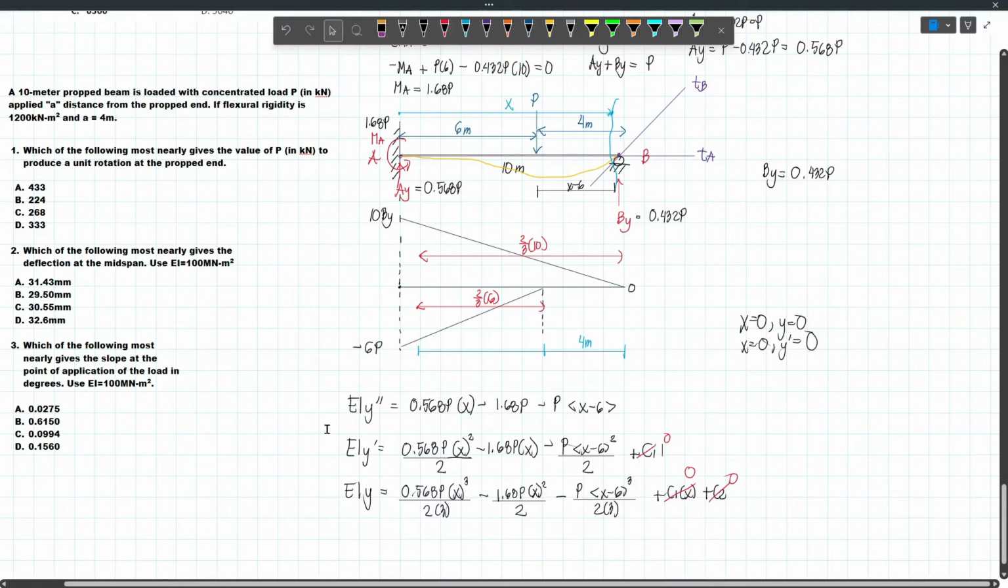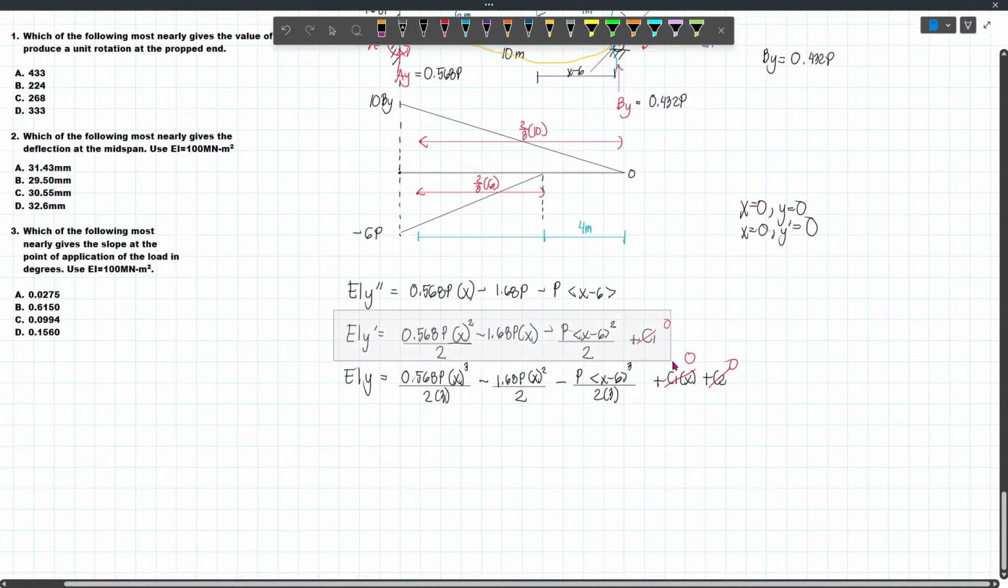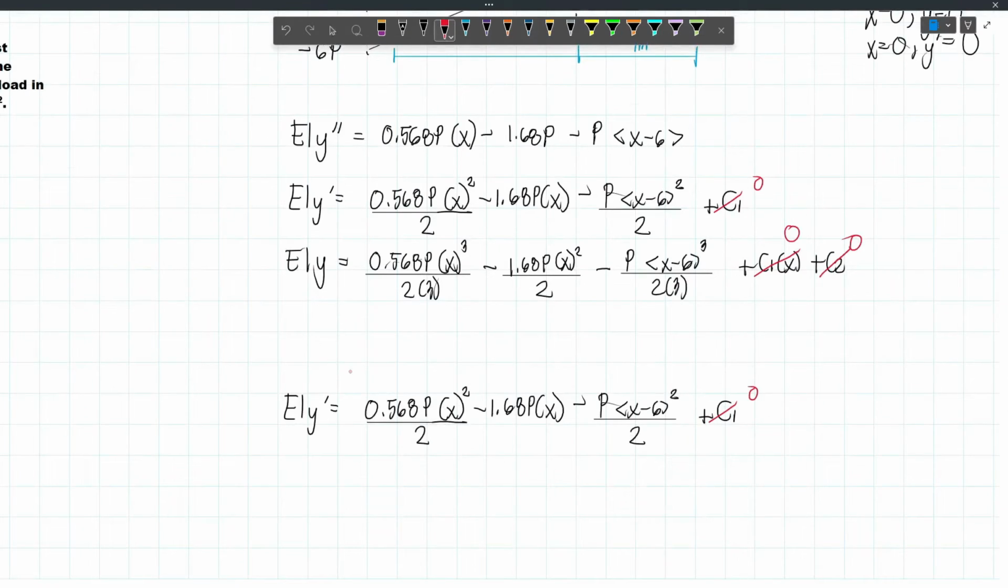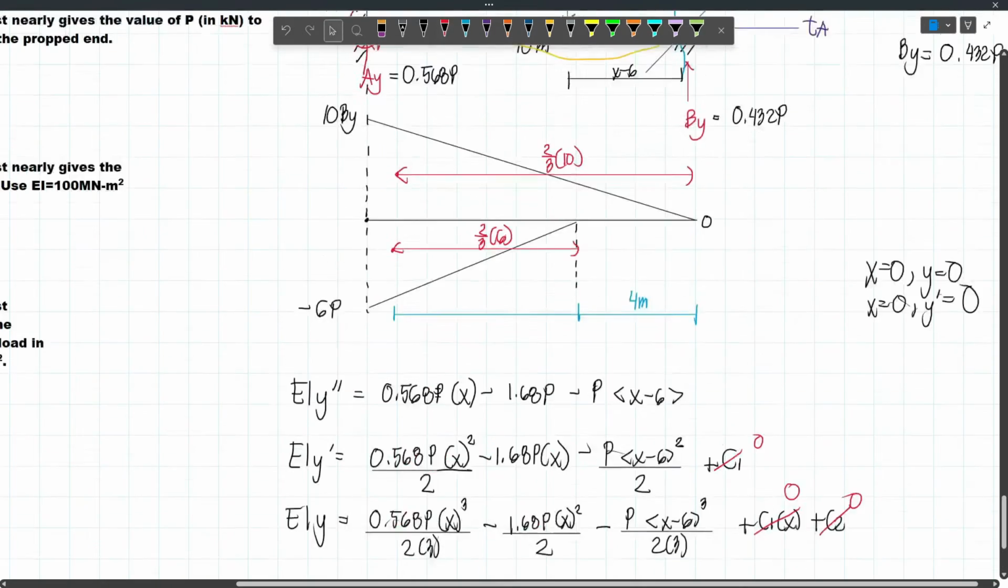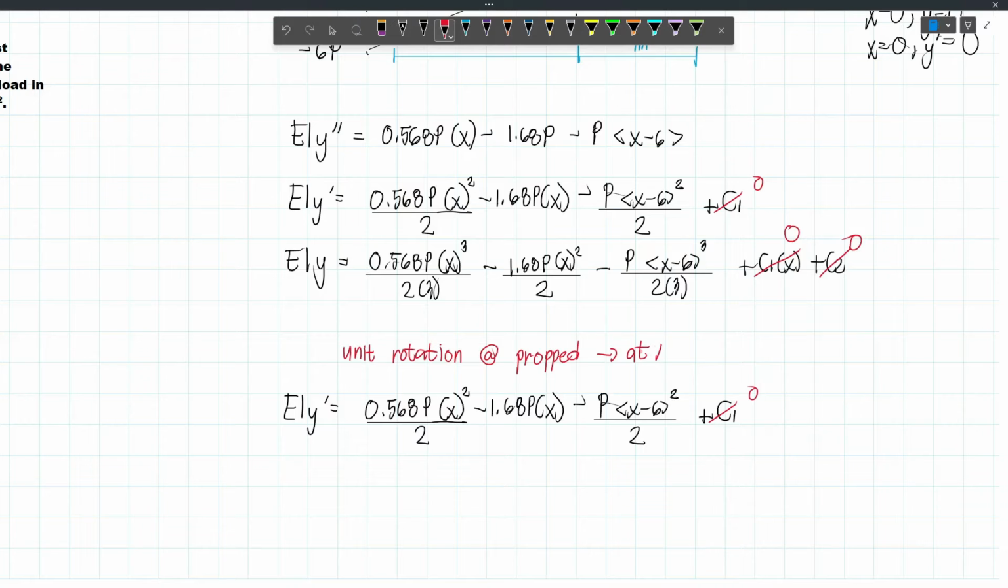Now, this is the equation we will use for the first problem because the first problem mentions a unit rotation at the prop end. So the rotation at B is equal to 1 kN·m squared over EI. And so we equate that. Let's try it. Copy this. Again, unit rotation at the prop end, where x is 10 meters. Again, we are measuring from the left, so this is our x. So at x is equal to 10.